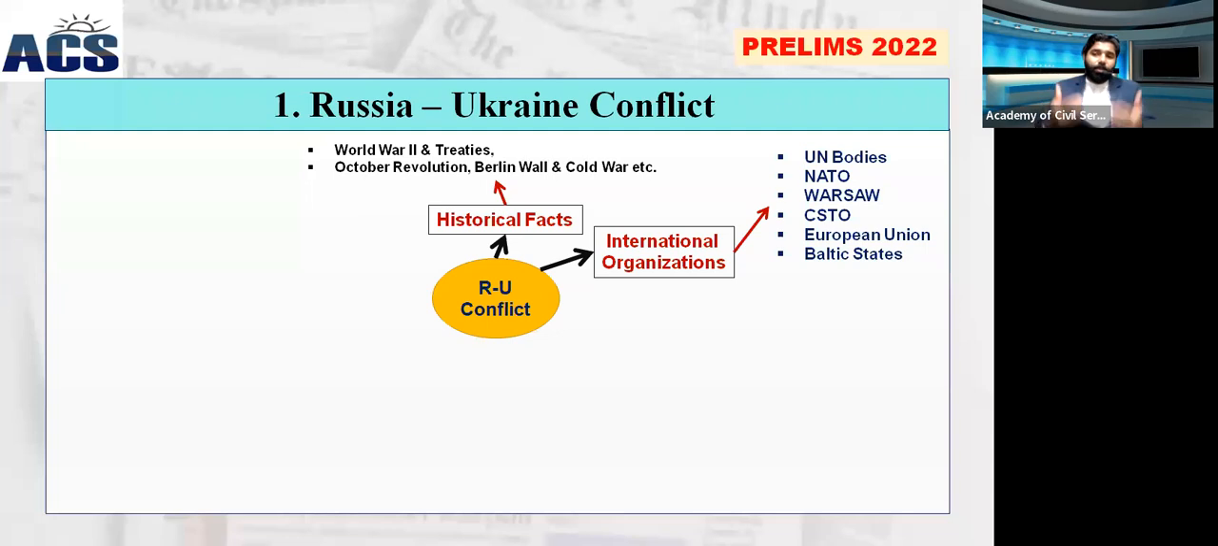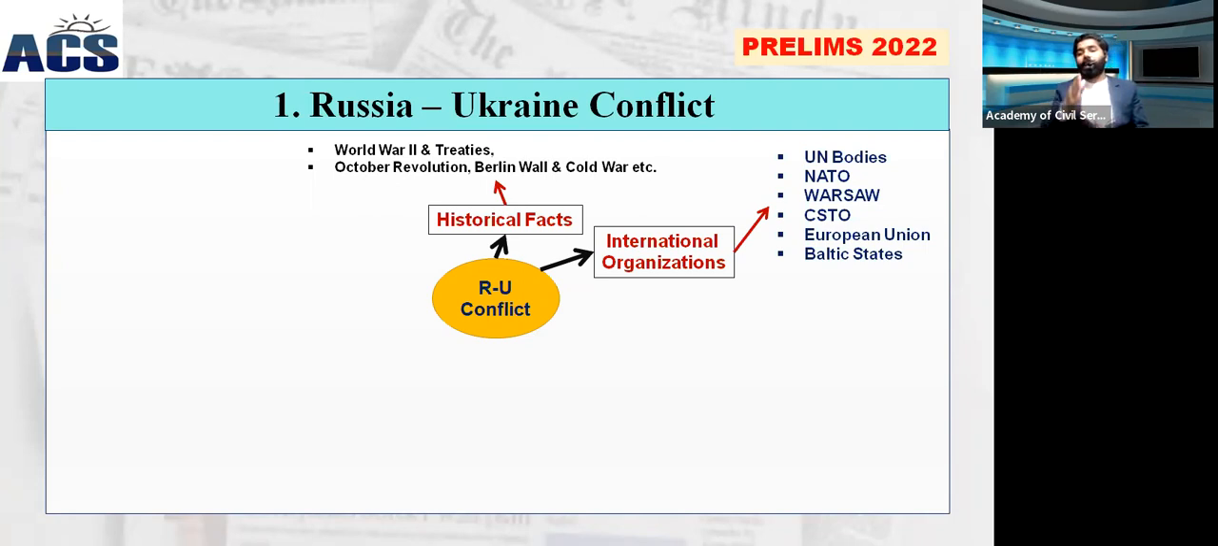A lot of resolutions were introduced in the United Nations Security Council as well as the General Assembly, and most of these resolutions were abstained by India. All these resolutions were against Russia, to take action against Russia, especially for their invasion of Ukraine. So we have to study the international organizations, specifically the UN and the institutions which are part of the UN.